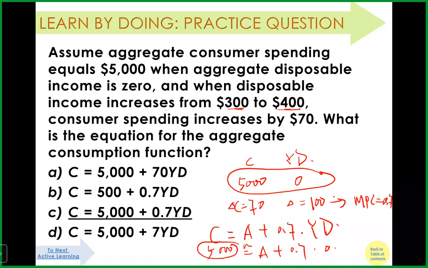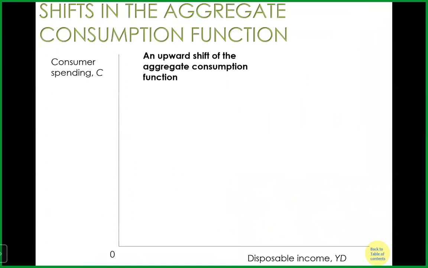This is clear. Essentially, there are two things you need to determine. One is MPC, the other is autonomous spending. MPC comes from how your consumption changes when your income increases. That's how we determine MPC. And A is determined by what? You just find a particular point, plug it into the equation, and that's going to help us determine the only unknown, which is autonomous spending. Right? Okay.